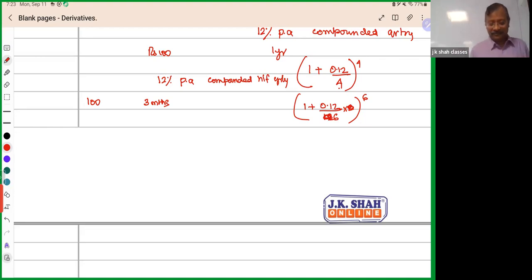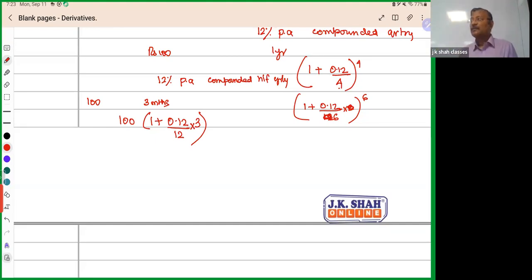Raised to 100 into 1 plus 0.12 divided by 12 into 3. यार कंपाउंडिंग हाफ ईयरली होने वाला है, 3 महीने में कौन सा कंपाउंडिंग होगा? कुछ नहीं होगा. For example, let's say you invest money at 10% per annum compounded half yearly.